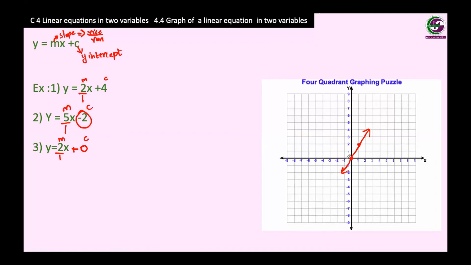So easy, right? This is the second method. So first of all, we have to rearrange an equation in this form: y is equal to mx plus c, and then mark 2 points, join it. That's all. Now let's see another example.